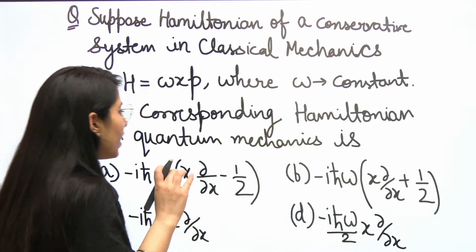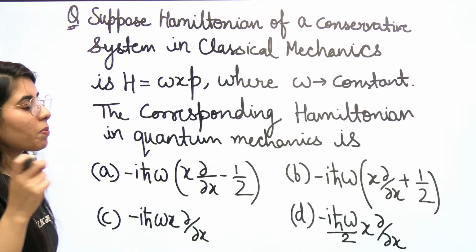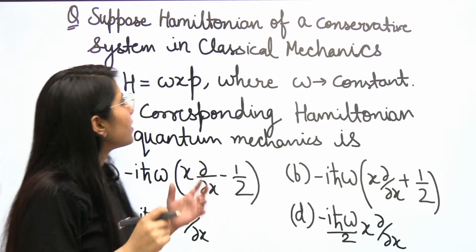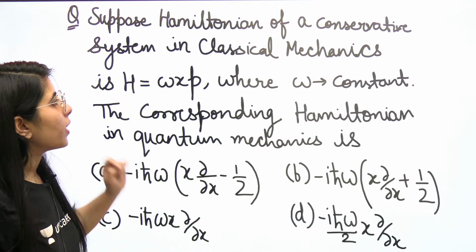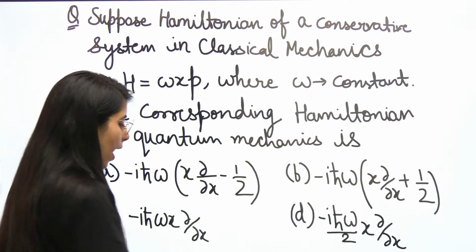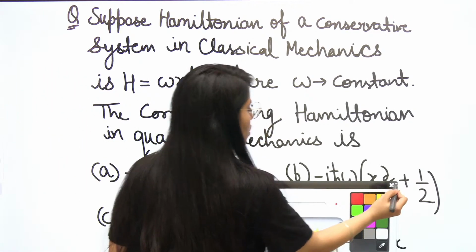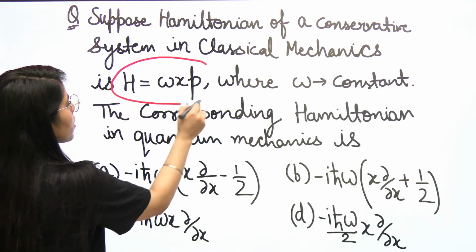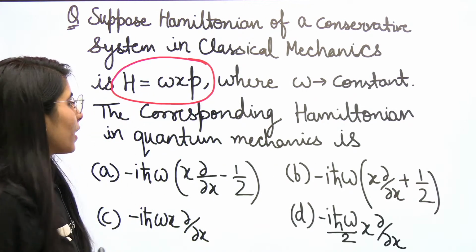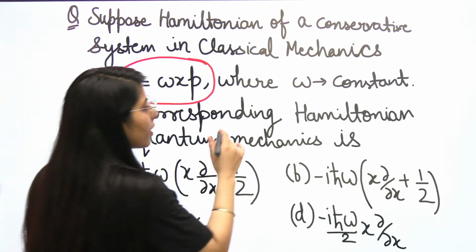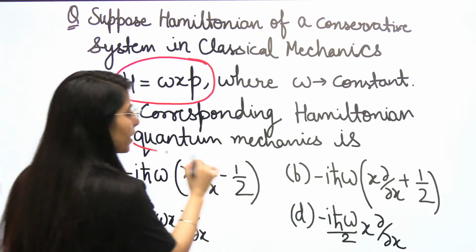Okay, now let's talk about it, guys. What are the steps you have to take? See, in this case they have given you a Hamiltonian which is in classical mechanics, and for that they have given you the expression. What is the expression? That is H is equal to omega xp. Clear? And now they are asking you to find the Hamiltonian in the quantum mechanics.